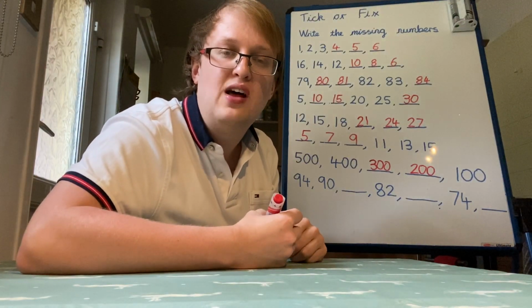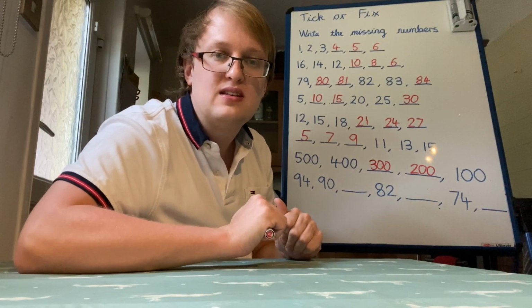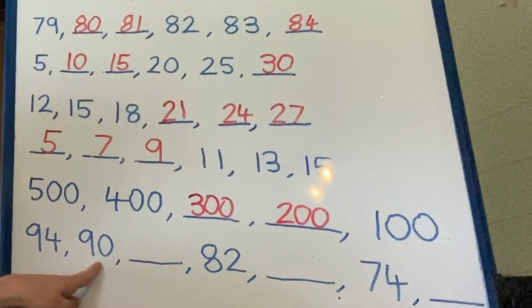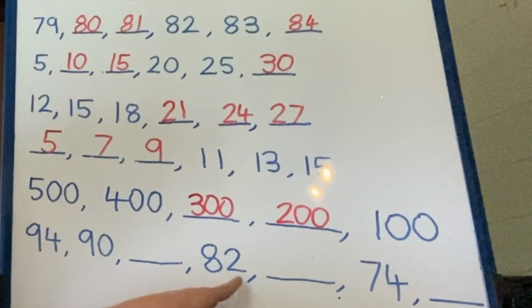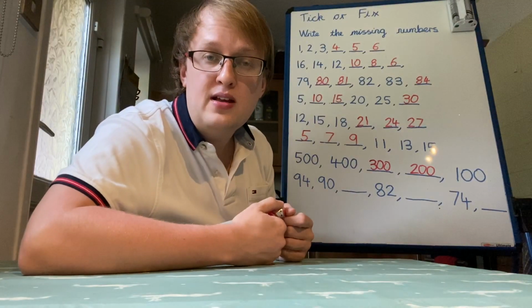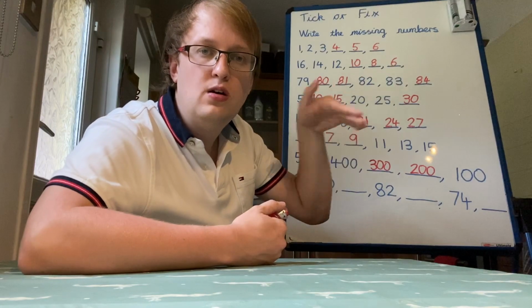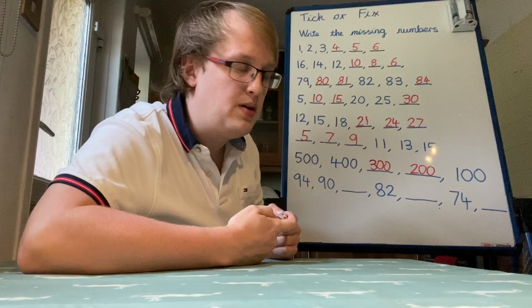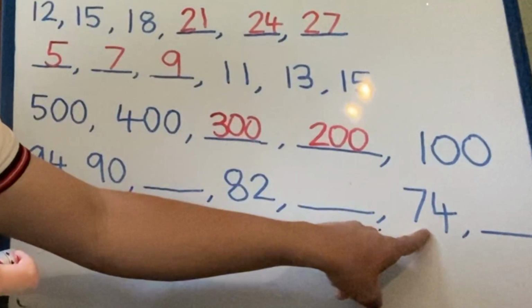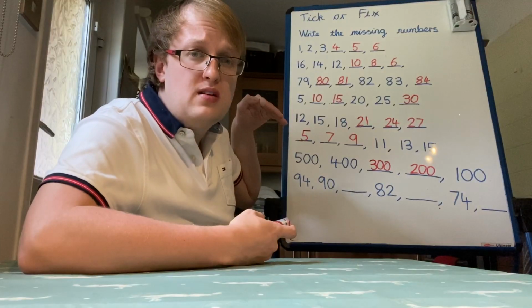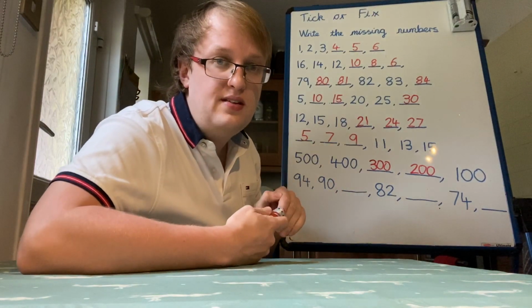So I've made this last question a little bit harder. So let's apply that strategy. Look at what we've got first. 94, 90, missing number, 82, missing number, 74, missing number. Step 3 is to see if our numbers are ascending or descending. So let's compare our last number to our first number. So we've got 74 and we've got 94 at the beginning. So we start off from 94 and now we have 74. So our numbers are getting smaller, they're descending.